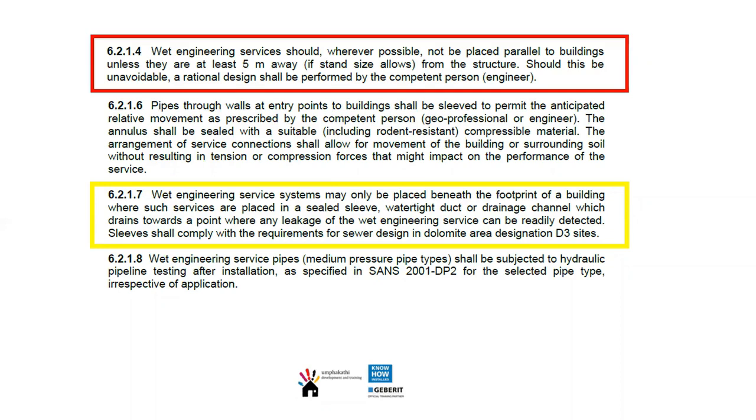So clause 6.2.17 is quite a difficult one. It says wet engineering services systems may only be placed beneath the footprint of a building where such services are placed in a sealed sleeve, a watertight duct or drainage channel, which drains towards a point where any leakage of the wet engineered service can be readily detected. And then the sleeve shall comply with the requirements for sewer design in Dolomite areas. So basically what they're saying is that you need to make sure whatever piping you put in underneath the foundation or underneath the structure is housed in another sleeve.